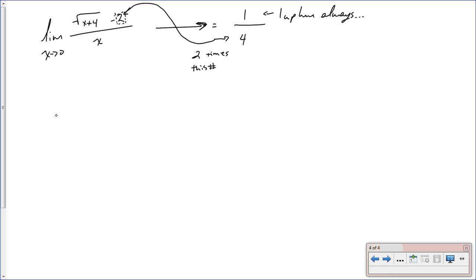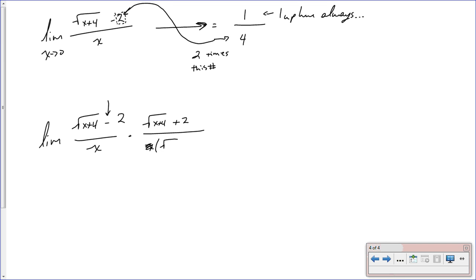Let's work this one out the long way real quickly just to make sure that it matches. Limit of the square root of x plus 4 minus 2, over x. Remember, you're going to multiply by the conjugate, which is simply changing that sign. Square root of x plus 4 plus 2. And this equals, remember, this times this.